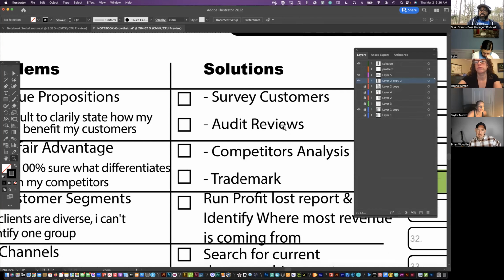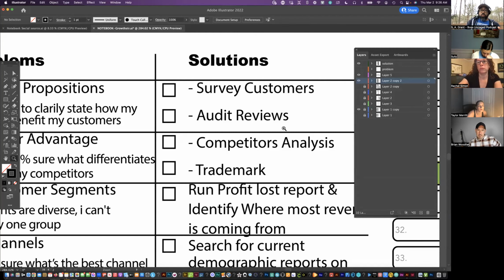Your unfair advantage, okay? So if you don't know what your actual competitors are doing, then a solution for that would be to get a competitor analysis. Or if you want to be more like a landmark in that particular industry, trademarks, copyrights, patents, all of those will help you have an edge on your competitors.